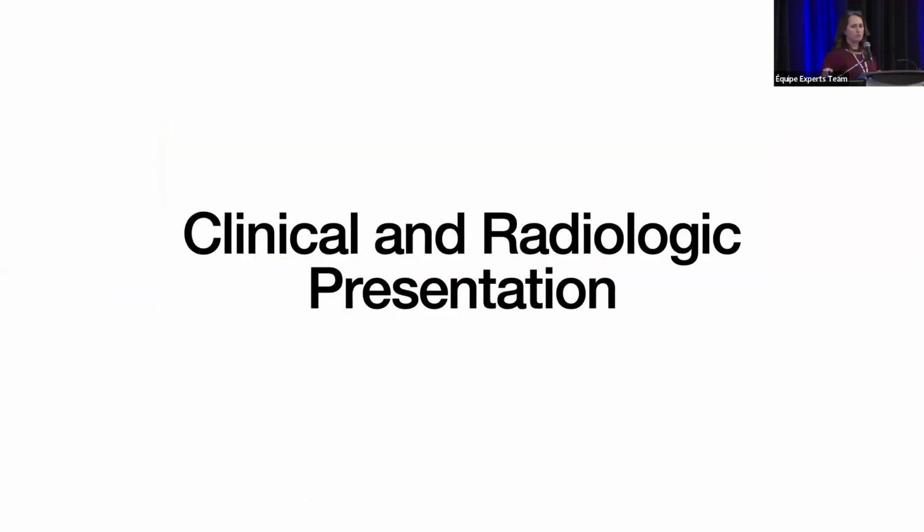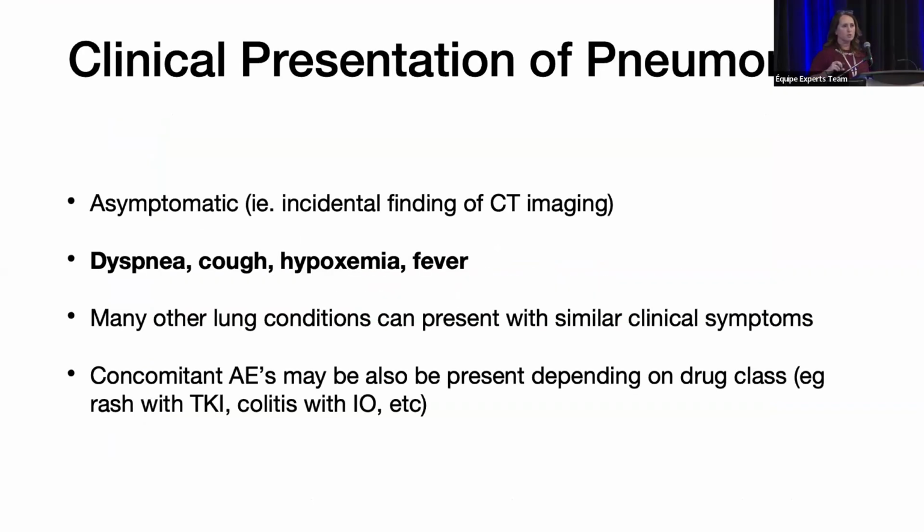I'll go over some of the clinical and radiologic presentations. As a general rule, pneumonitis is essentially a radiographic finding at first, so it may be incidental, and may be picked up just on routine restaging CTs. When it's asymptomatic, these are the ones we call grade 1, an incidental finding on CT imaging. Otherwise, if a patient becomes symptomatic because of evolving pneumonitis, they'll present most often with dyspnea, cough, hypoxemia, fever. Those are the most common symptoms, and again, they're very non-specific. Many other conditions can present with a similar clinical scenario.